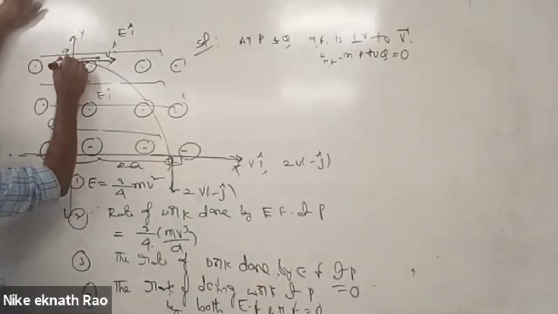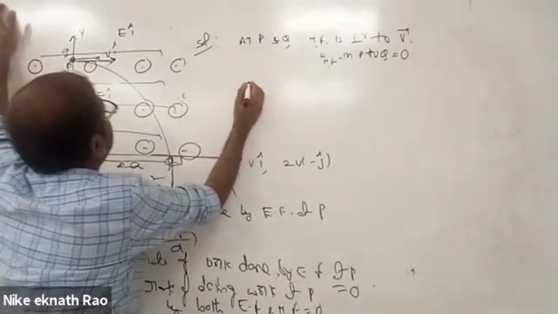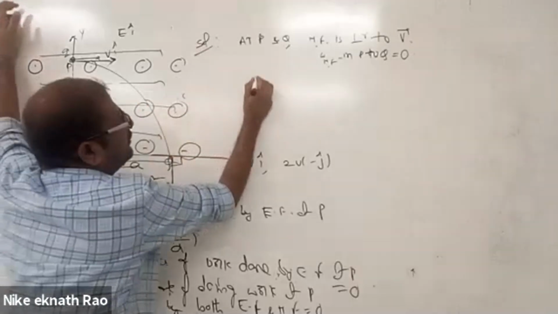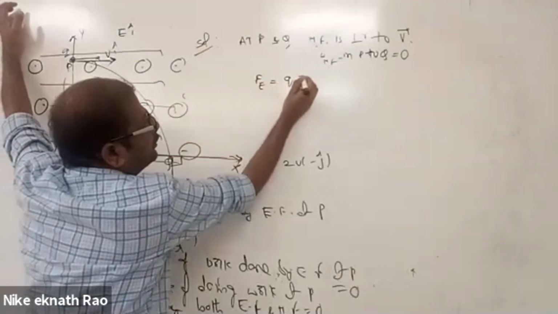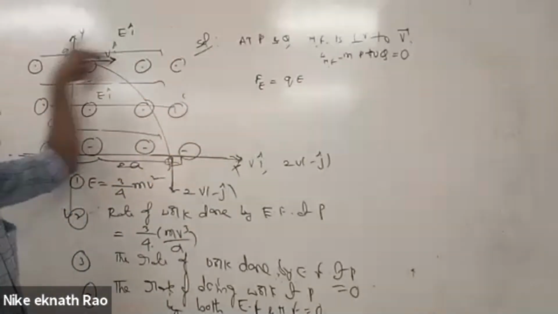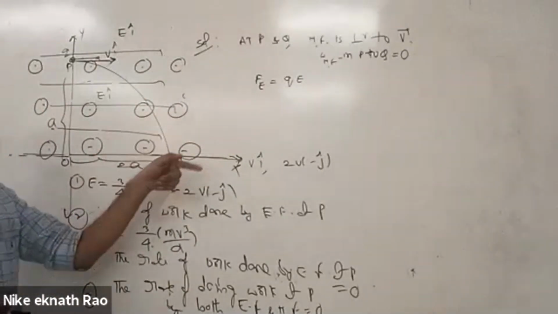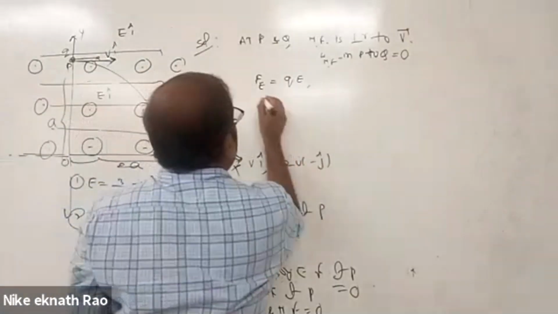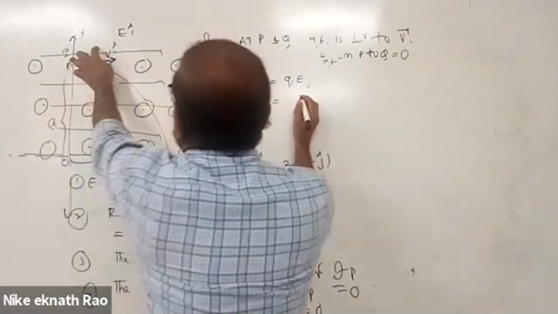The charged particle has charge q. How much electric force will act here? The electric force is equal to qE, so F is equal to q into E. The field is along the x-axis, so the force is also along the x-axis. Now what is the velocity at P? The velocity at P is equal to V i-cap.